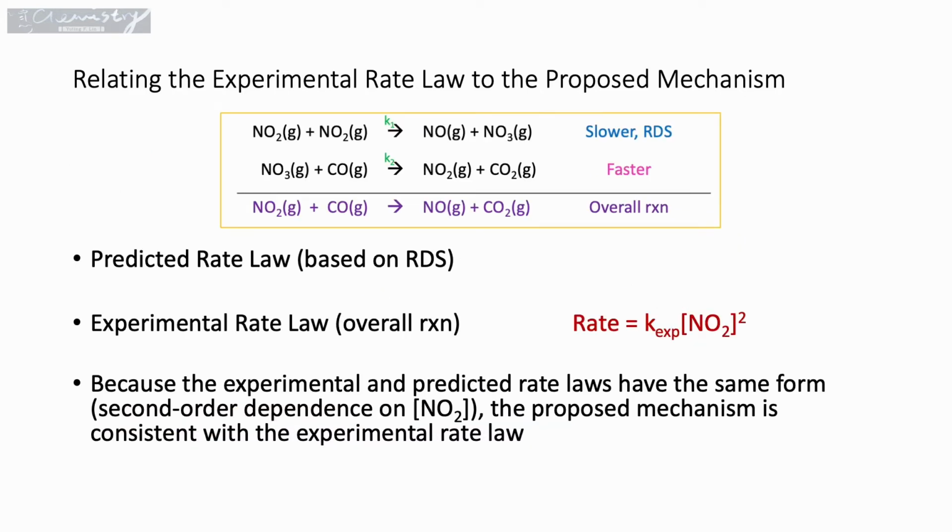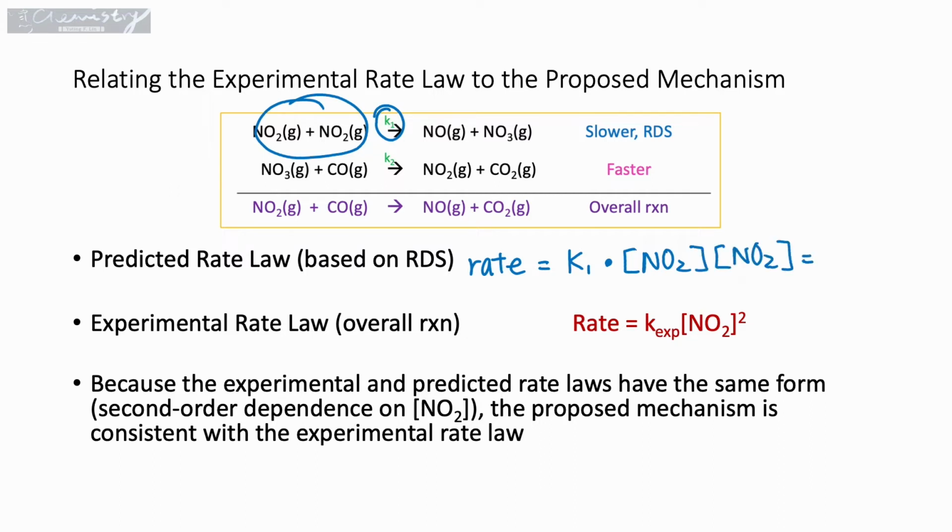So with that, we can write the rate law based on the mechanism, right? Remember how we wrote the rate law? The rate is equal to the rate constant multiplied by the concentration of the reactants. We don't care about the products. So it's going to be the concentration of NO2 and another NO2 because there are two. And then this is going to be K1 multiplied by the concentration of NO2 squared.